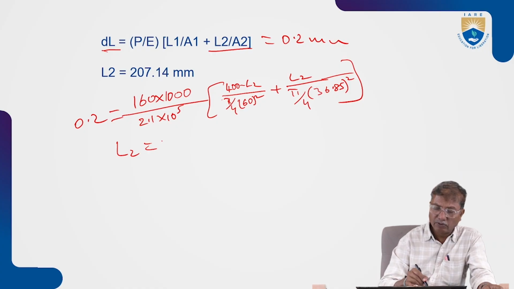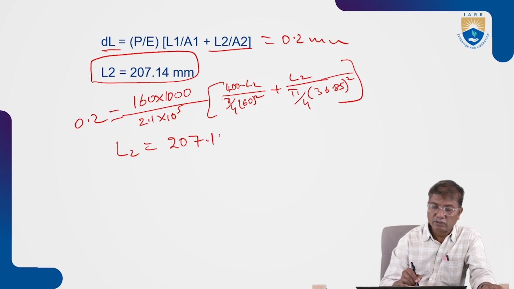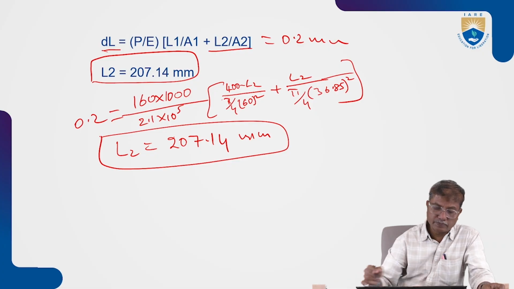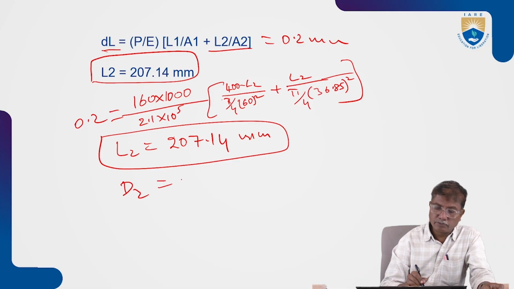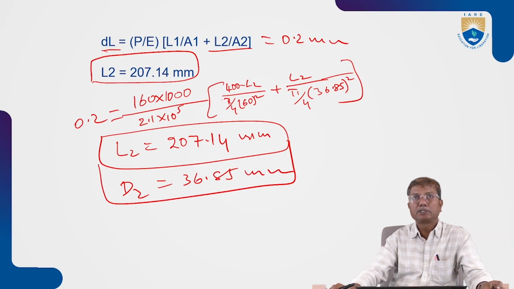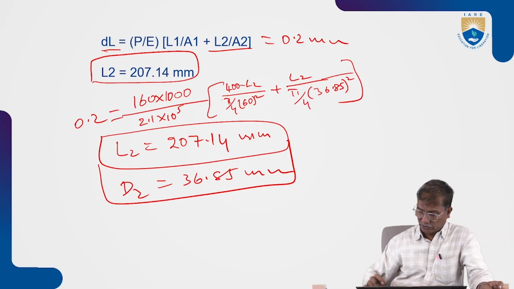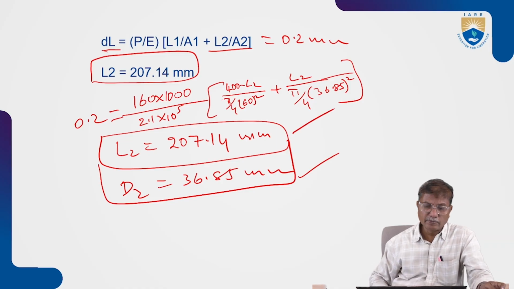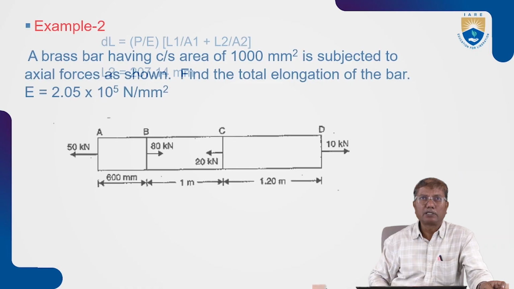It is coming out to be 207.14 millimeters. That is the length of the middle portion, and the diameter of the middle portion is 36.85 millimeters. So these are the length and diameter satisfying the given conditions of stress and elongation. Now let's see the second example.